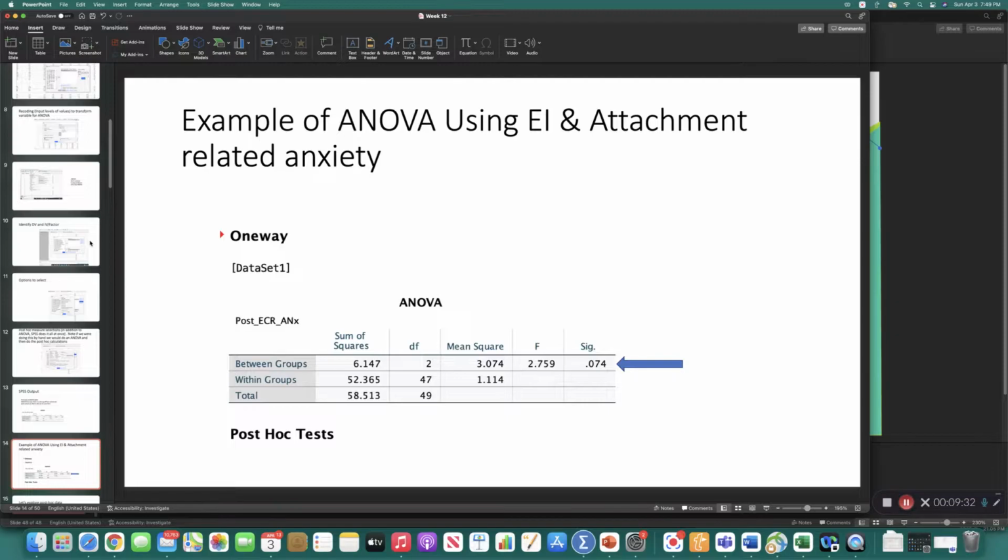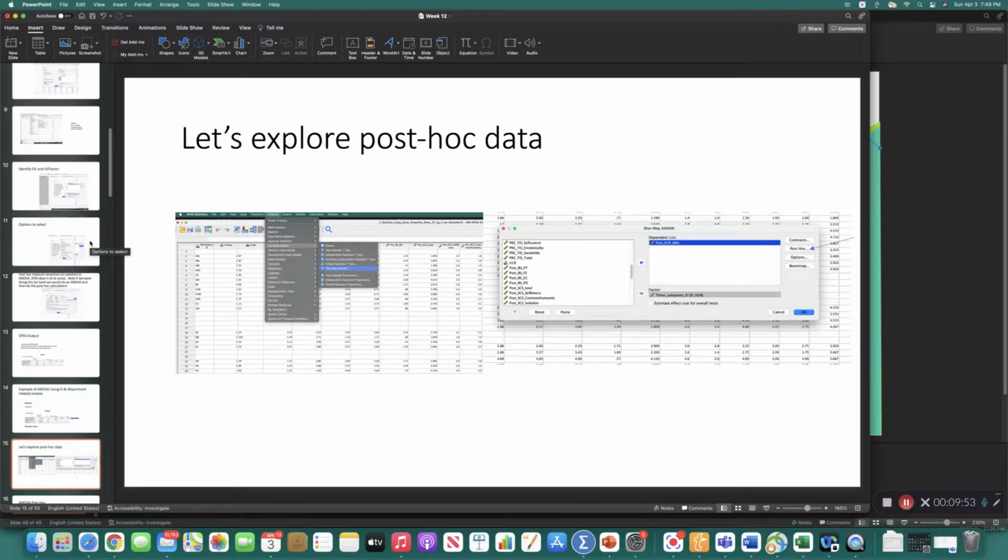Now, here's another example looking at post-attachment related anxiety, and the significance level here with the ANOVA output is 0.07. So if it's not less than 0.05, we would conclude that maybe this isn't significant, and we wouldn't necessarily go forward with doing a post hoc analysis in Tukey's HSD because we're not seeing that statistically significant difference. So let's look at a different example that might give us that output just to explore it more. Let's look at attachment-related anxiety at the time of post-test as our dependent variable, and the three categories of emotional intelligence, high, low, moderate, as our factor.